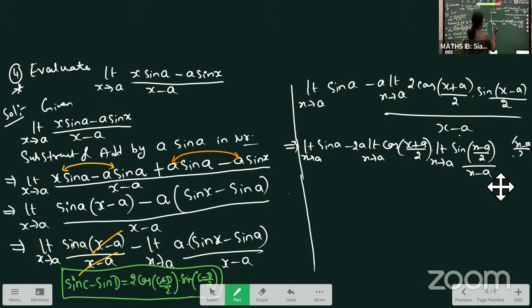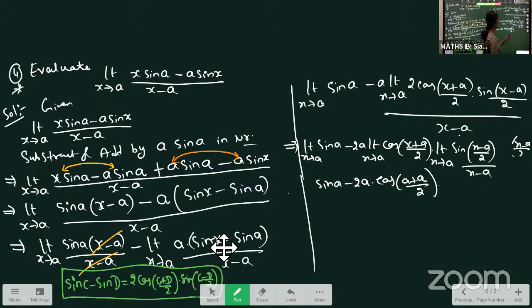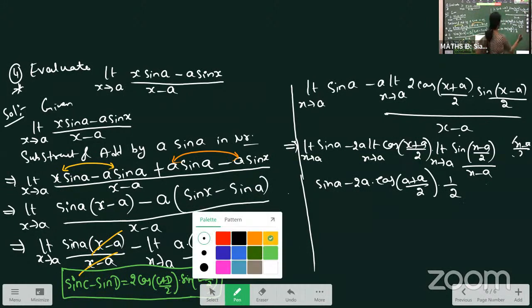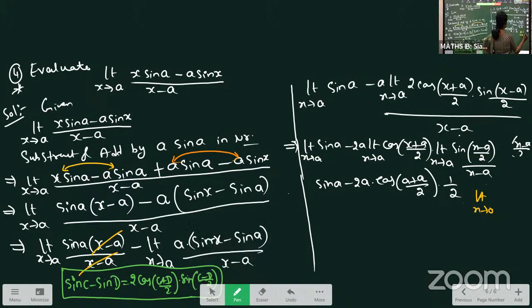If you substitute the limit, there is no x term to substitute in the first term, only sin a will be left out. Minus 2a into, if you substitute a in the place of x, it is cos of a plus a by 2, into sin of x minus a by 2 by x minus a by 2 should be there, but it is not there. So what is the value here? Whatever the extra term is, that you take directly using the formula. Write the formula beside: limit x tends to 0, sin ax by x is equal to a. Apply this formula to this step.